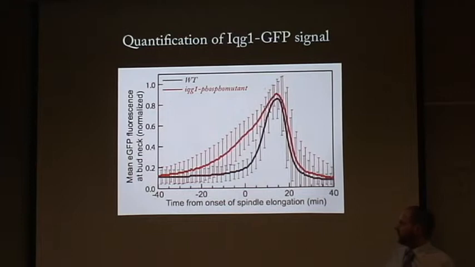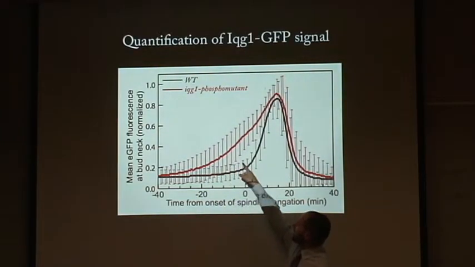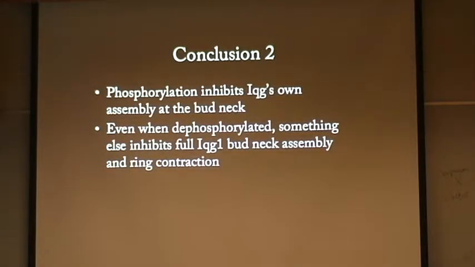And we also get a little bit more interesting information about this that we didn't get just looking by eye, which is that while the beginning of the accumulation happens early, it still reaches its peak at the same time. And so that suggests that even when you've removed this inhibiting phosphorylation from the protein, there's still something else that is keeping IQG1 from getting all the way to its full inhibition. And that is actually still an open question of how that works now.